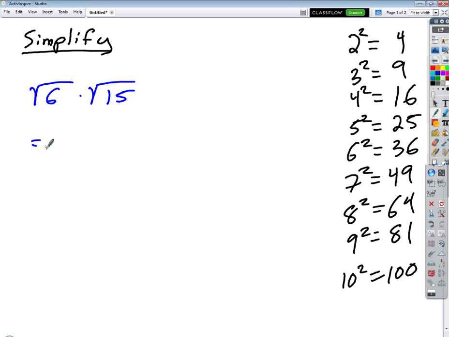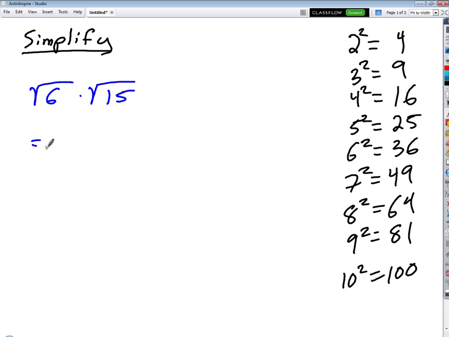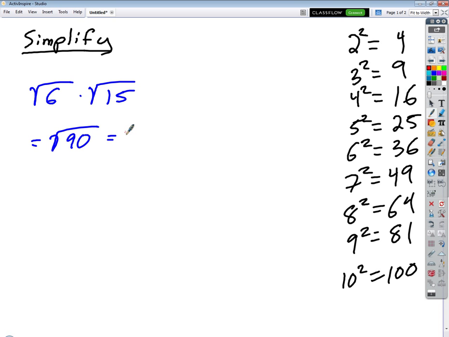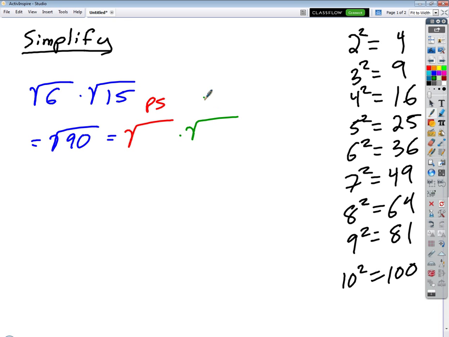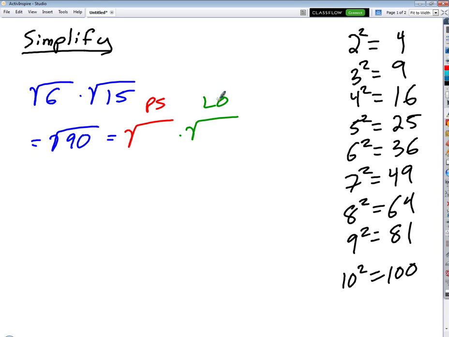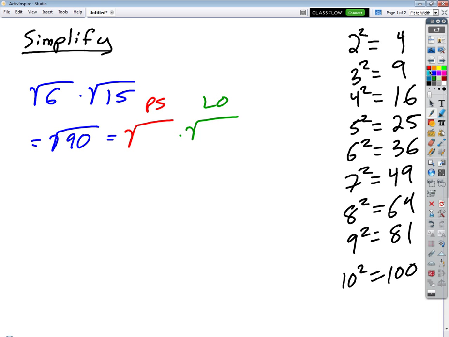So what do we get? What's our big square root? 90. Okay, so now we gotta break that up into a perfect square part and a leftover part. So what do we get? What's gonna be the biggest, Brayden, what's the biggest perfect square that divides into 90? What'd you get? I mean, you can, what's half of 90? 45? And you know what, you don't have to do it that way.